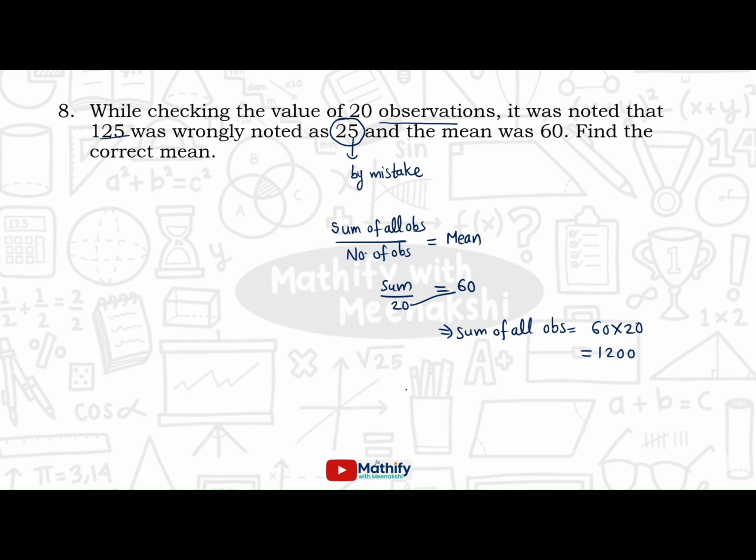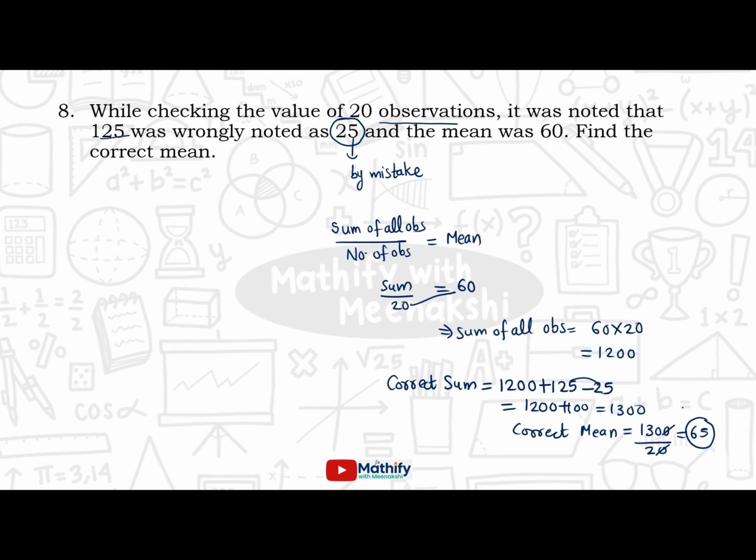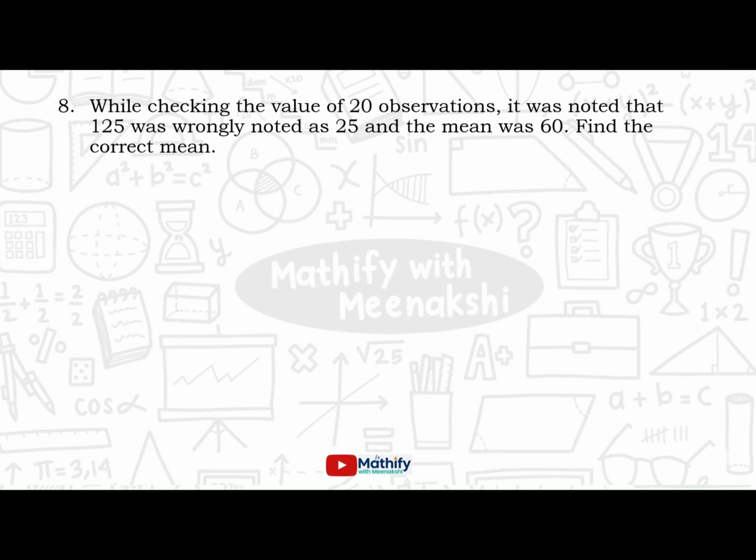Now what should be our correct sum? Because by mistake we wrote 25 instead of 125. So the correct sum should be, you have to add 125 but you don't need 25. So you will subtract 25. So this is your correct sum. That means 1200 plus 100. That is 1300. So the correct mean is equal to the correct sum divided by the number of observations. That means 1300 divided by 20. You can say 130 divided by 2. That's 65. So the correct mean was 65. Let's move to the next question.